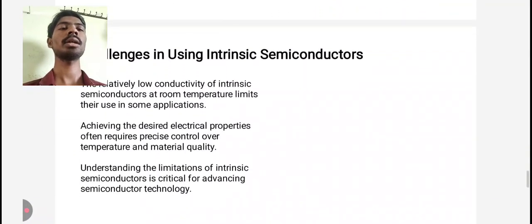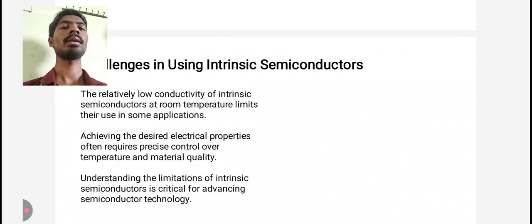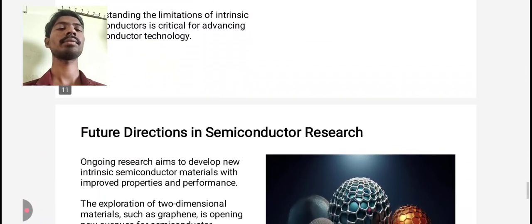Challenges in using intrinsic semiconductors. The relatively high conductivity of intrinsic semiconductors at room temperature limits their use in some applications. Achieving the desired electrical properties often requires precise control over temperature and material quality. Understanding the limitations of intrinsic semiconductors is critical for advancing semiconductor technology.